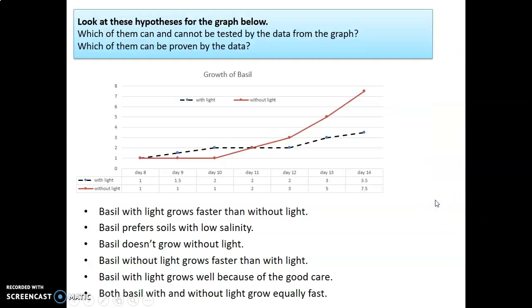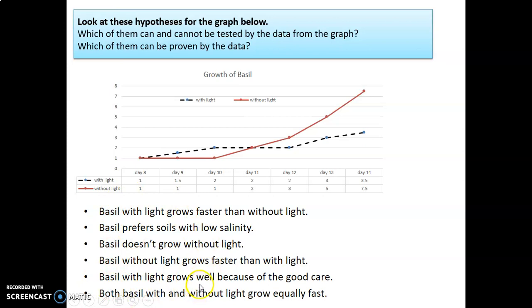All right, moving on. So take a look at this. You probably know this graph already if you did the midterm practice test. This is the basil with light and without light. This is the way it grows and stuff like that. So it's a very important exercise now, okay? It will help you to choose an appropriate hypothesis for your research and for your project as well. So look at these hypotheses. There are 6 hypotheses below.